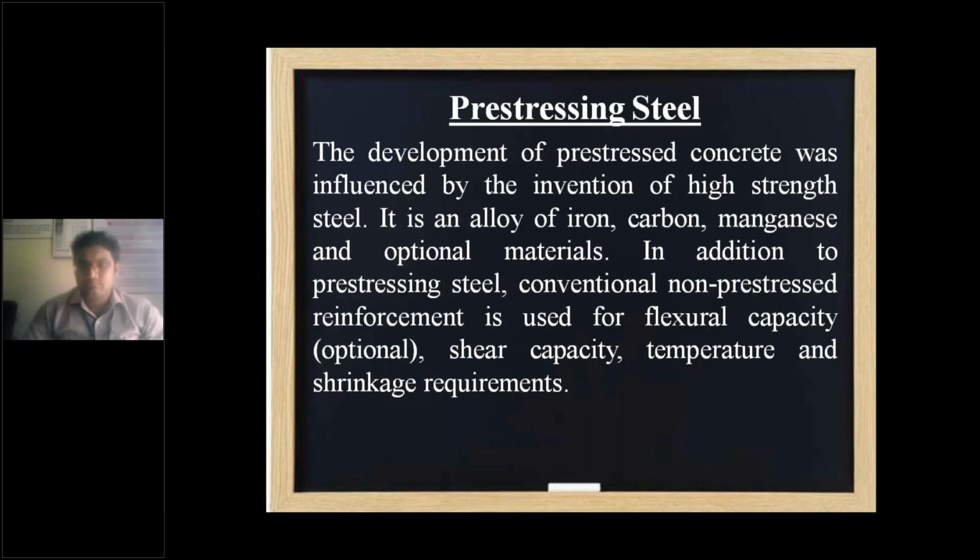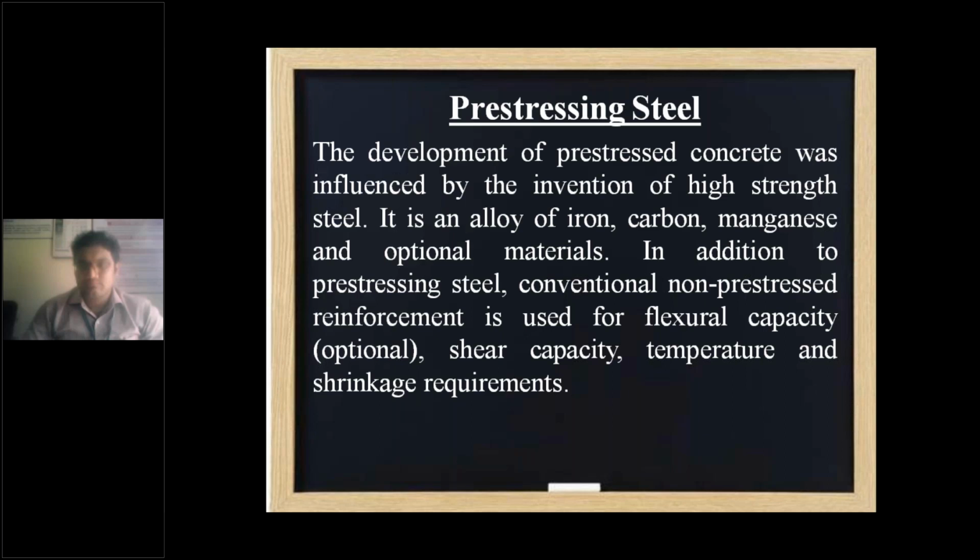And next one, prestressing steel. We already talked about it. We are going to use high strength steel for pretensioning. Why? Because it should be able to be stressed beyond its yield point, and sustain up to its maximum ultimate load. Only then does pulling the strands make your concrete squeeze. That is how the development of prestressed concrete was influenced by the invention of high strength steel. High strength steel can be an alloy of iron with carbon, manganese, and optional materials added to make it high strength steel.